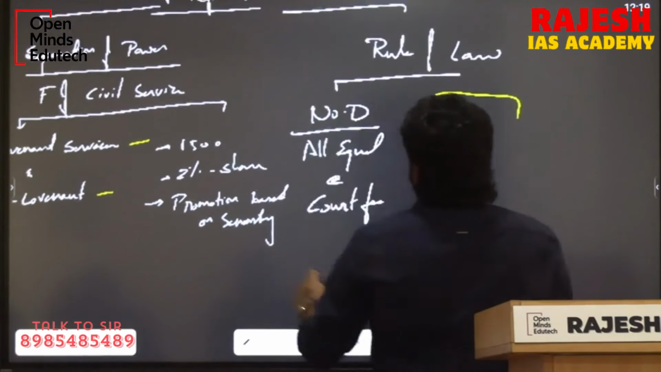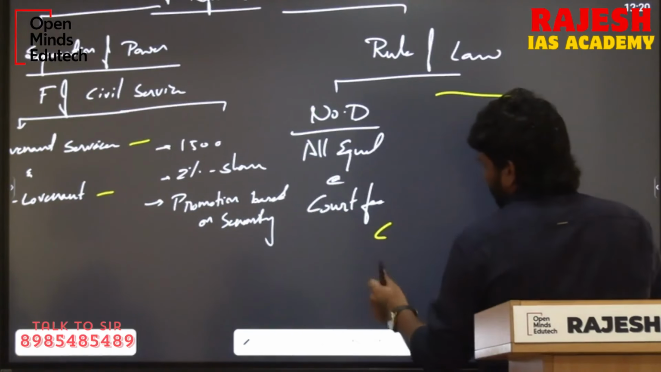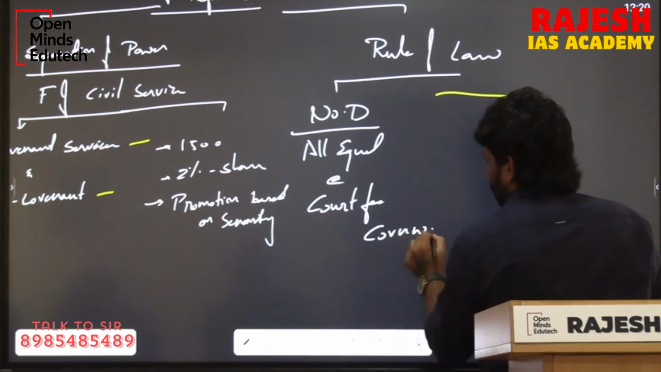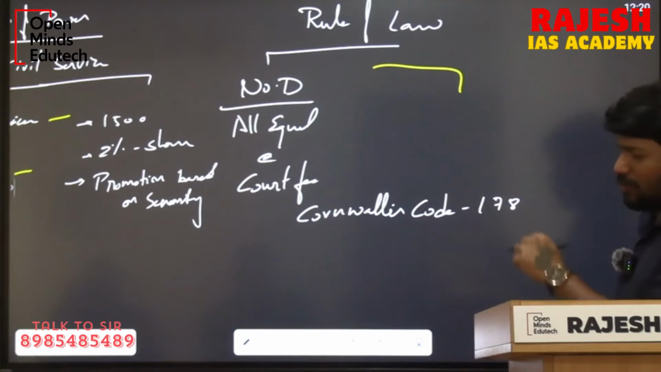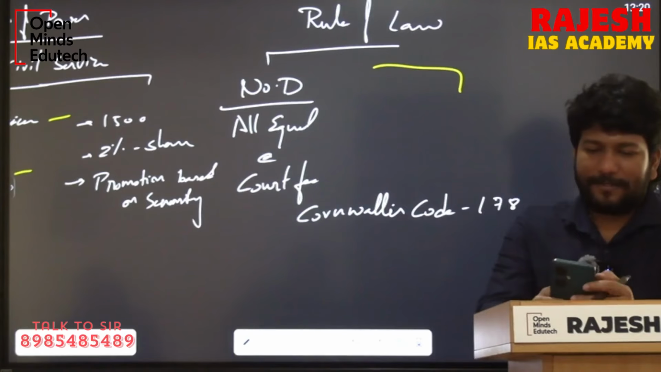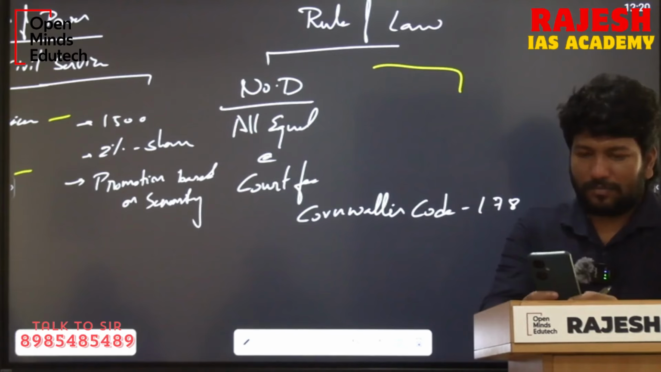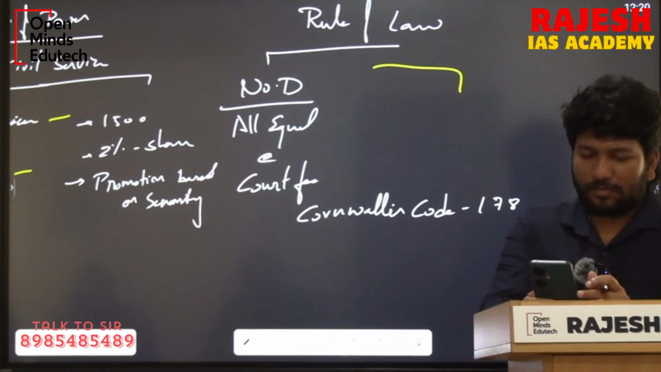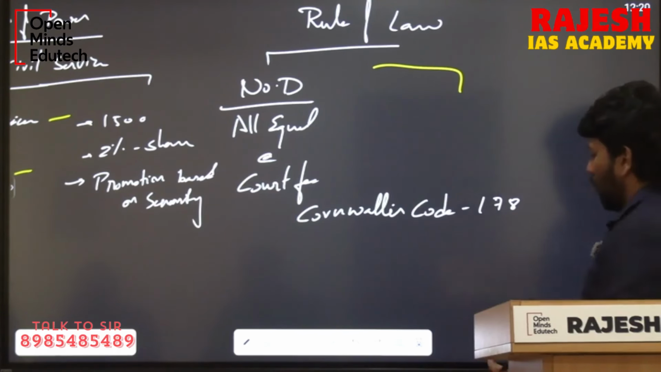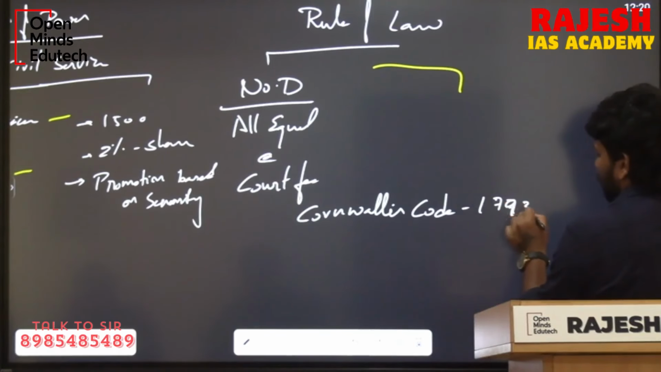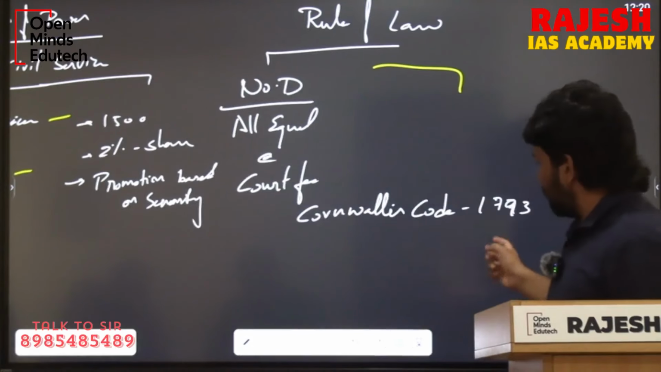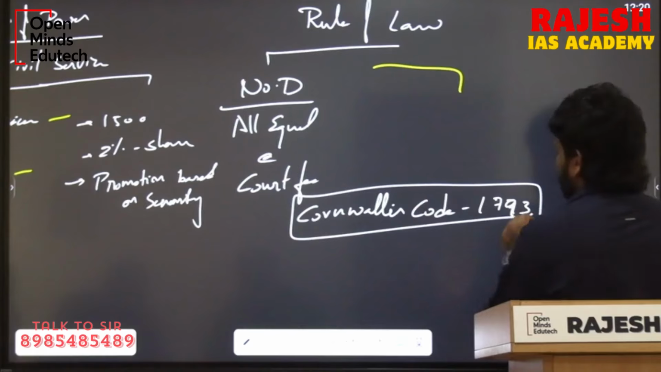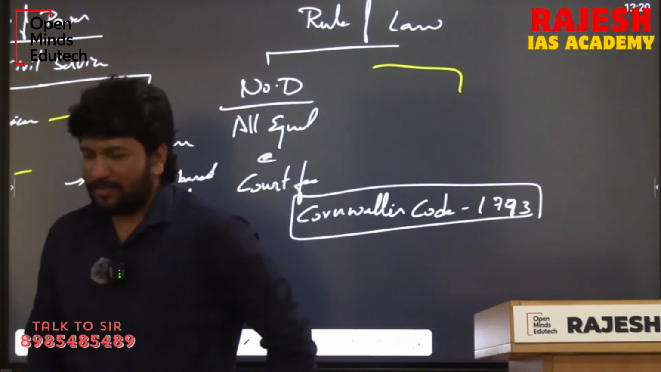And the most important reform, the codification of laws, we call it the Cornwallis Code. I think 1780 or 84, just see the Cornwallis Code year. The year is not important, but it is 1793. So Cornwallis Code. Whatever the judicial reforms and revenue reforms, they are called the Cornwallis Code, 1793.